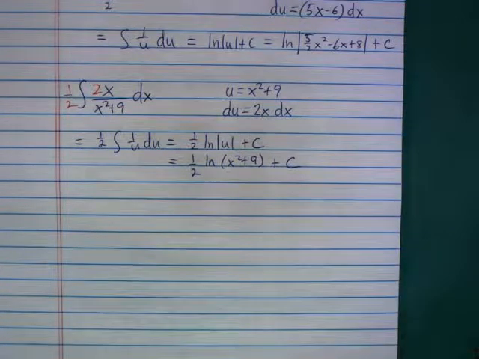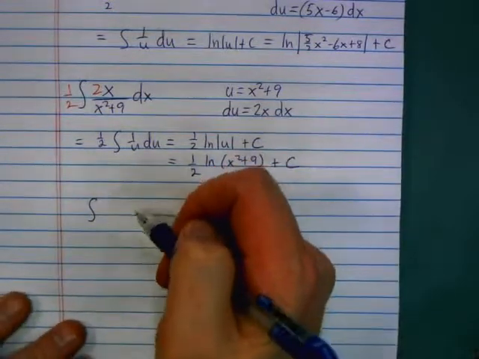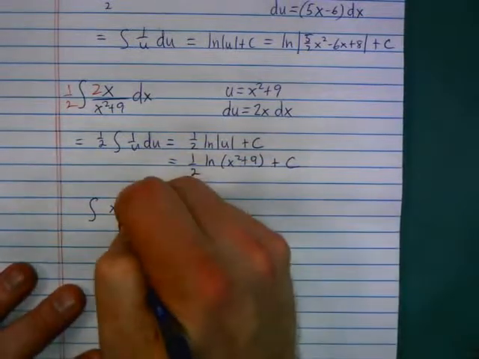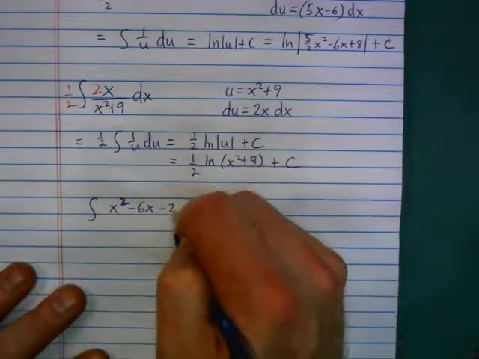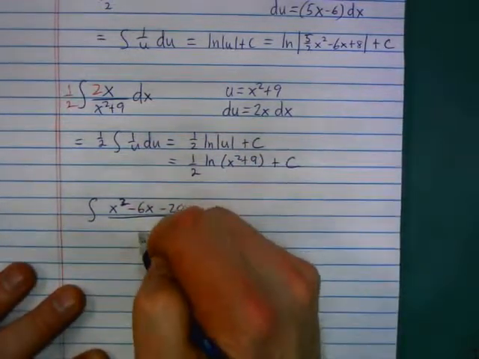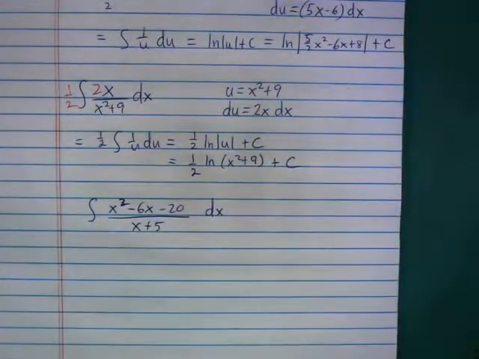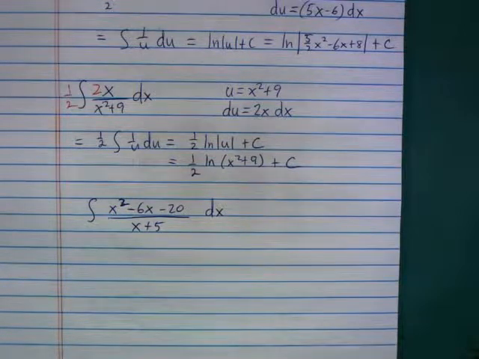All right, now you're going to see some problems like this. Let's see, steal one out of the book here. The antiderivative of x cubed minus, I'm going to start with x squared. x squared minus 6x minus 20 over x plus 5. Once again, I see that I have a fraction. So my guess is I need u substitution.